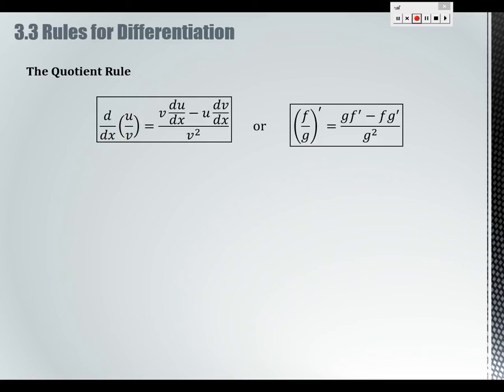The quotient rule is something you'll need to know. Okay, so we have a memory device to help you learn it. We are gonna chant it together in a minute here.